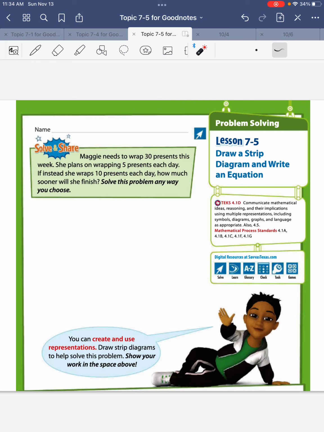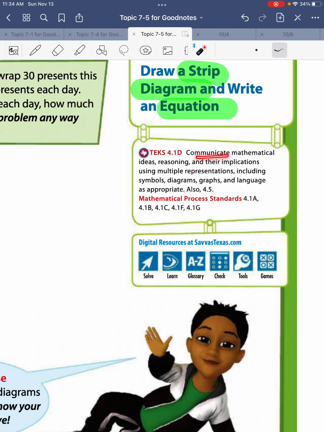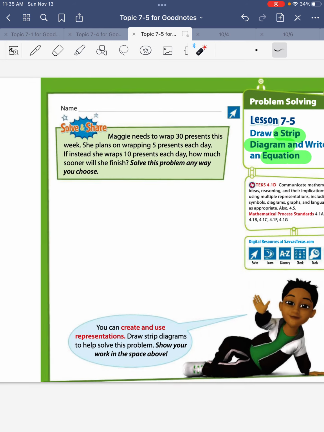Hi boys and girls, so I'm doing lesson 7-5, draw a strip diagram and write an equation. Okay, so we're going to be doing strip diagrams, writing equations. So we're going to communicate mathematical ideas, reasonings, and their implications using multiple representations, including symbols, diagrams, graphs, and language as appropriate. Okay, so let me read my problem.